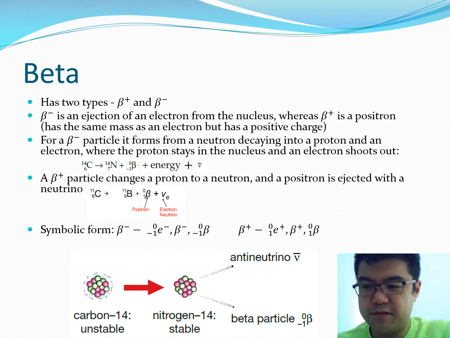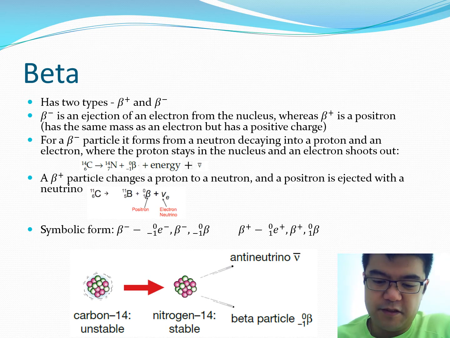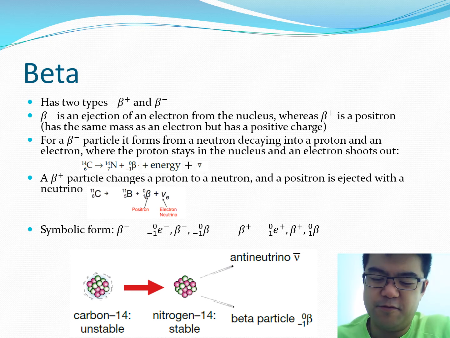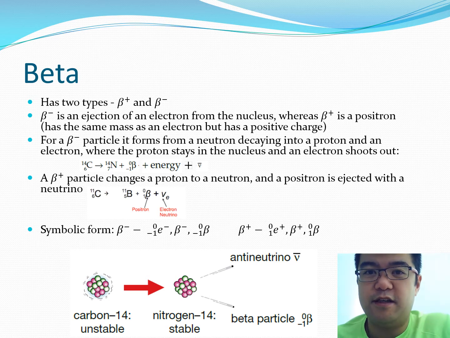So beta is the next type. We have 2 different types. We have a beta positive and a beta minus. These represent the charges of the beta particle itself. Now, beta minus is an electron from the nucleus. But beta positive is a positron. But hang on, did I just say electron coming from the nucleus? Yes, you heard that right. Now, it's called beta minus because it has a negative charge.